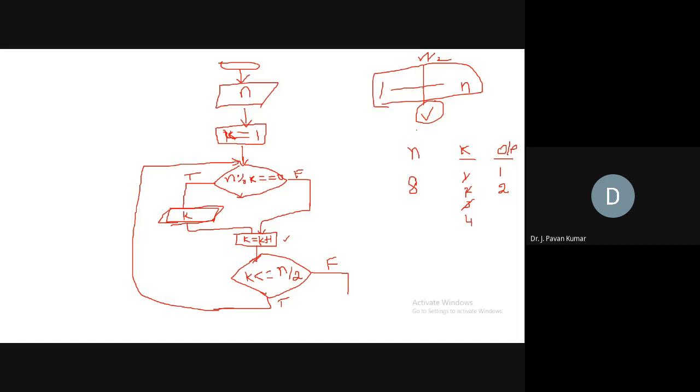Now what is k value? 4. And n by 2 value? 4 itself. 4 less than or equal to 4, which is true. So again it will go back to the condition, that is n mod k equal to 0 or not. 8 mod k, that is 8 mod 4, is equal to 0 or not. Is it true or false? 8 mod 4 equal to 0 or not, it will be checking.